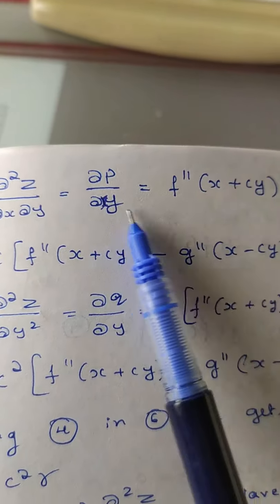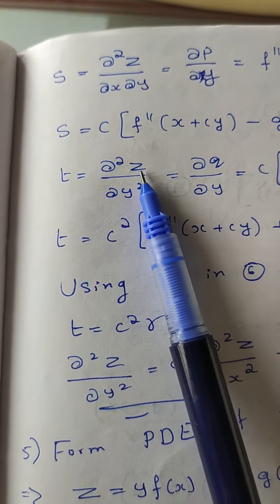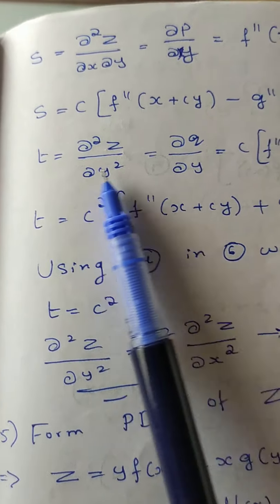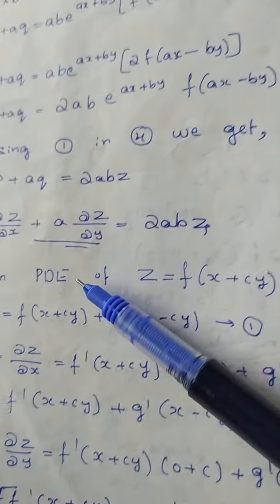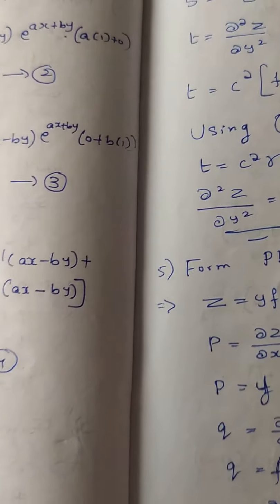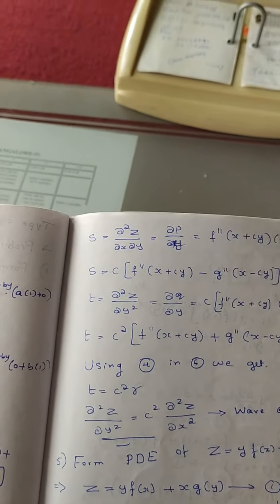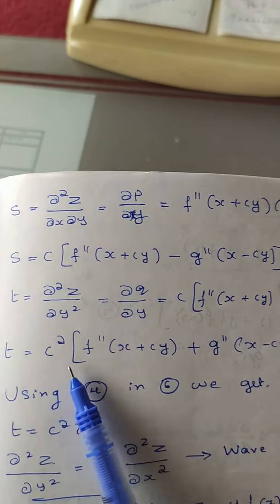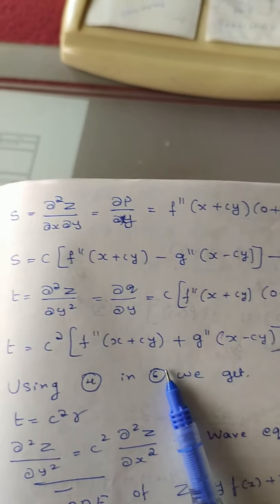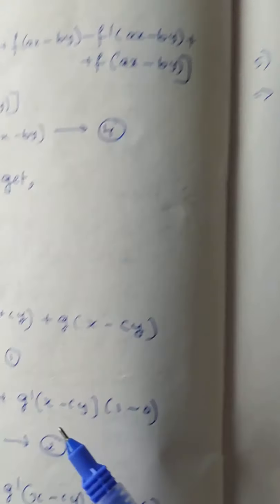Differentiate P with respect to Y, then we get S. Differentiate Q with respect to Y, then we get T. This is your T. From these 5 partial derivatives, try to eliminate arbitrary functions. See, from P, Q, R, S, T, using 4 in 6. This is your 6, this is your 4.